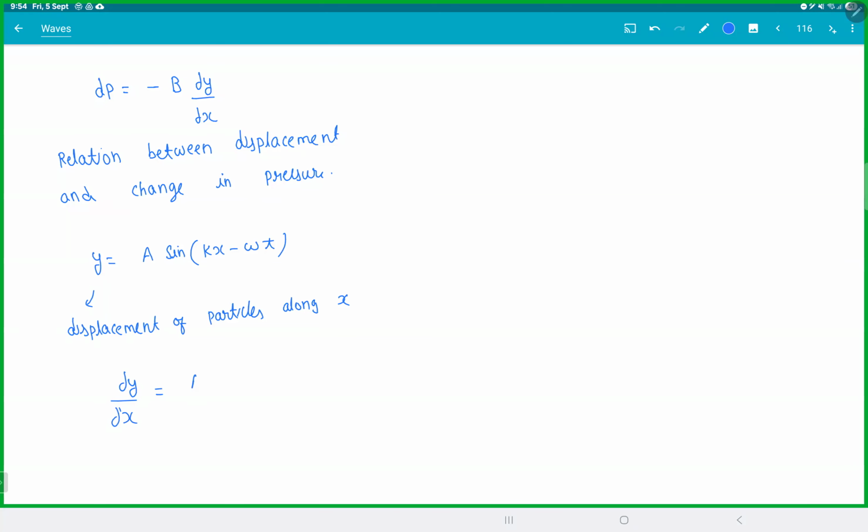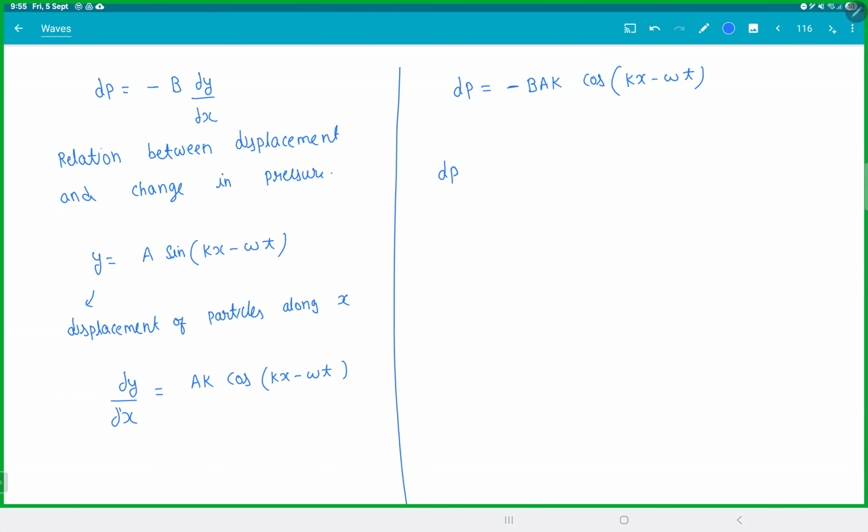Dou y by dou x will be ak cos kx minus omega t. Then your equation becomes dp is equal to minus bak cos kx minus omega t. But we prefer to write in terms of sine. So you'll get dp is equal to bak sine of 90 minus theta. So minus goes inside. So minus 90. You can also write that as 270 degrees.